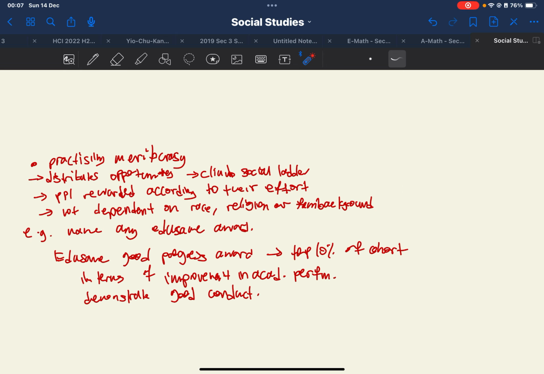Okay, and just name any. It can be ECA award, it can be EduSave Good Progress, it can be any kind of award. Okay, so EduSave Good Progress award, top 10% of the cohort in terms of improvement, academic performance, to demonstrate good conduct. Just yap your way through. Okay, social studies is about understanding instead of hardcore memorizing. But those who cannot understand will have to hardcore memorize. So you just explain your way through. You basically use these pointers as your starting reference, then you explain your way through.